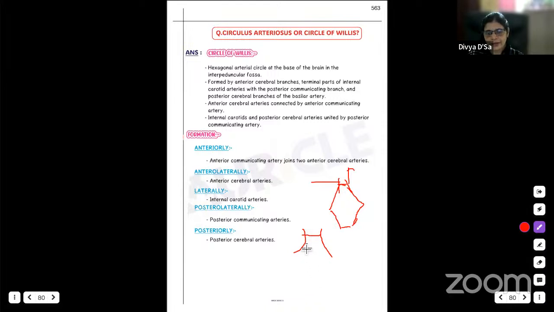Then anterolaterally, there are two anterior cerebral arteries. Laterally, there is the internal carotid artery. Okay, laterally internal carotid artery is there. And posterolaterally, okay, there are posterior communicating arteries. And posteriorly, there is the posterior cerebral artery. Okay, so this is the circle of Willis.